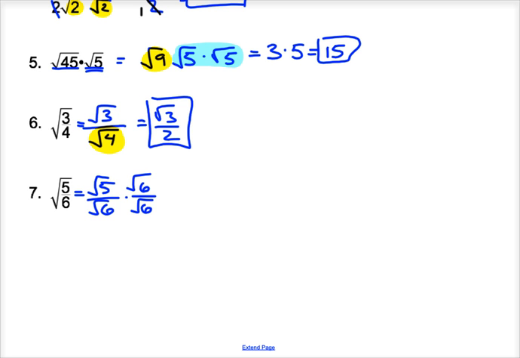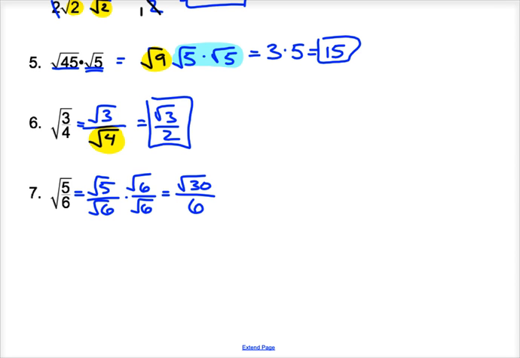In the numerator, I get the square root of 5 times the square root of 6, which is the square root of 30. In the denominator, the square root of 6 times the square root of 6 is just going to give me a 6. I remember I can't reduce between the 6 and the 30. One number is under the square root, the other one's not.